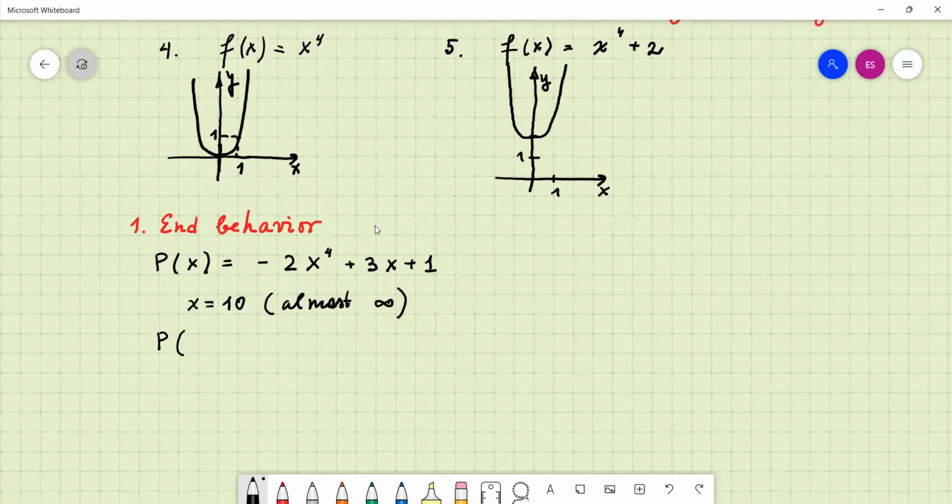How is the polynomial going to look? I'm going to calculate the polynomial at this point, the polynomial at 10. Minus 2 times 10 to the power of 4 plus 3 multiplied by 10 plus 1. I'm going to multiply each term. So here I have 10 to the power of 4, it's 10,000, right? So it's going to be minus 20,000. Plus this term is 30, and plus the last term is 1.